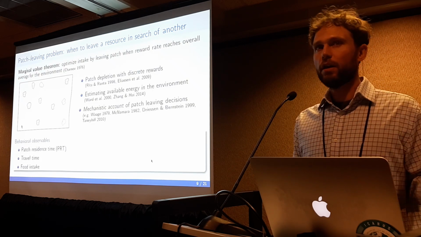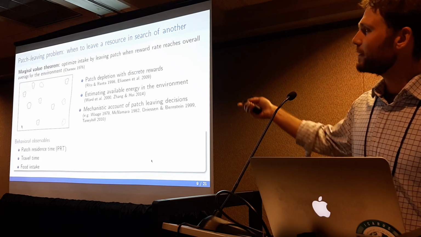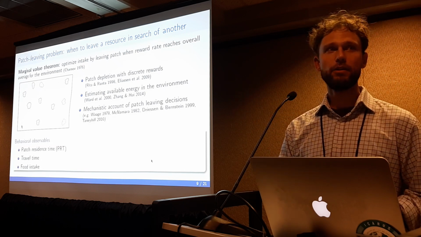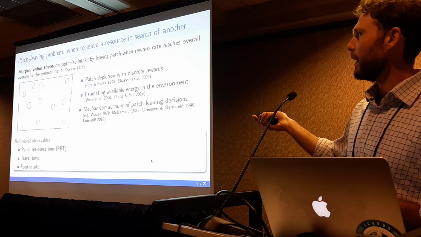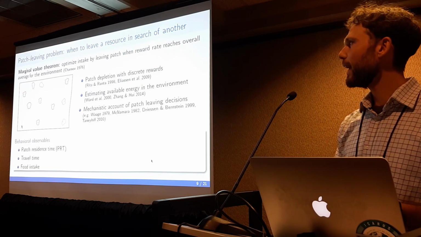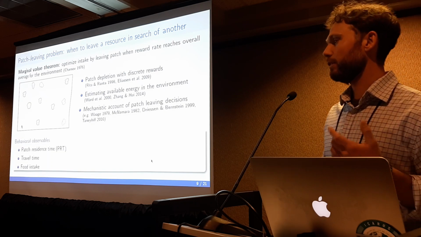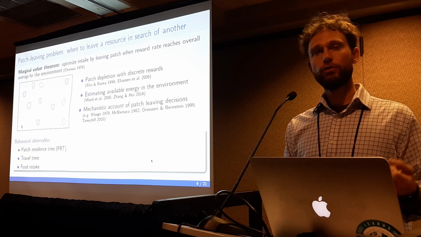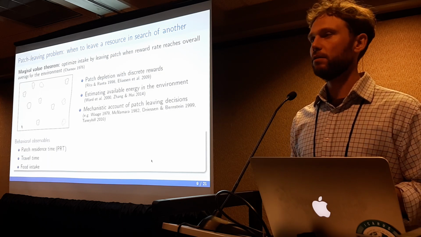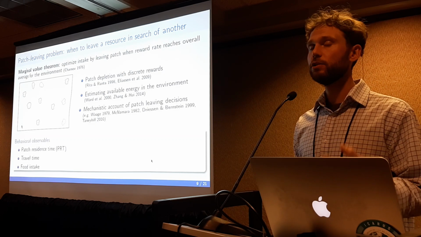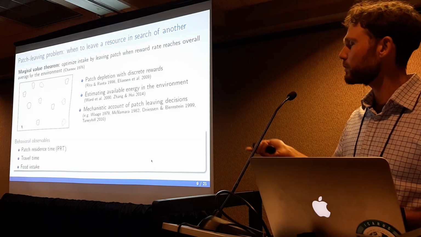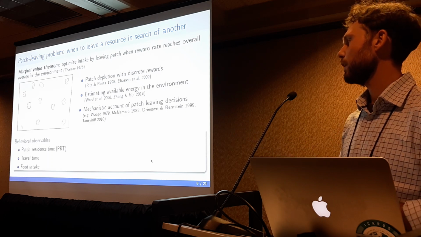Now there's been other work on the patch leaving problem, considering what if we have discrete instead of the continuous rewards that are considered by the MVT. Also means to estimate available energy in the environment. And so importantly, the marginal value theorem predicts a rule for when you should leave the patch, but it doesn't say how you use your experience of gaining rewards and your experience in the patch to actually decide when you should leave the patch. So there have been other mechanistic accounts.